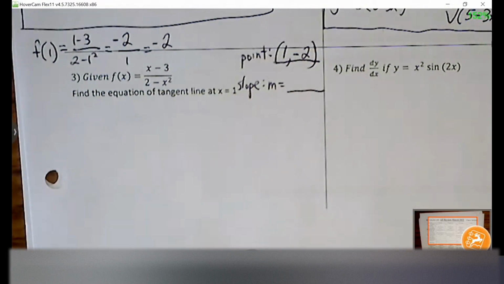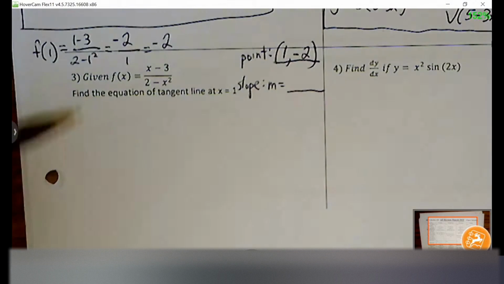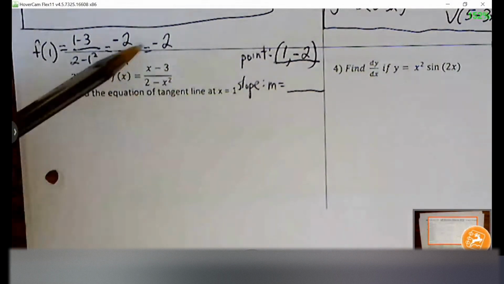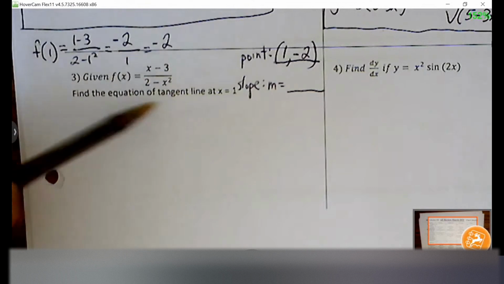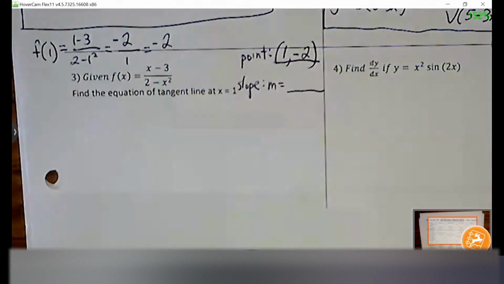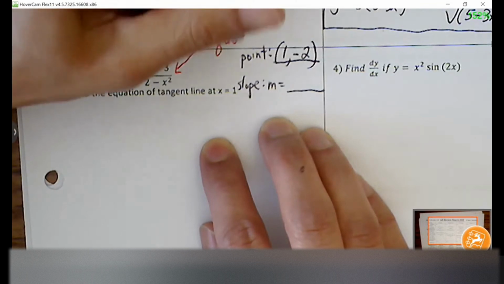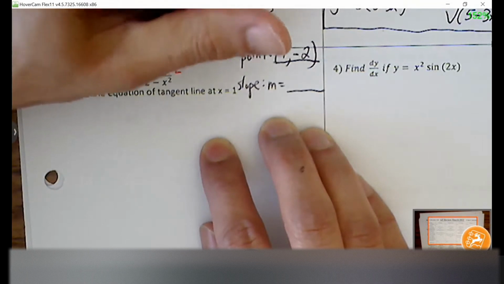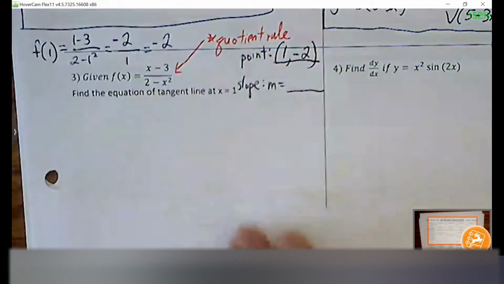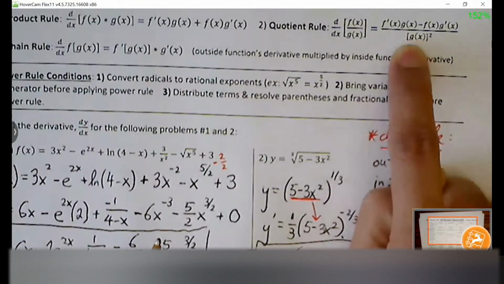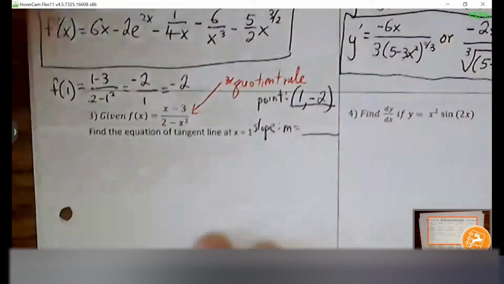To find slope, I need to get to the derivative and then plug the value into the derivative. But to find the derivative, what's involved here? Yeah, this is quotient rule. We need to recognize the need for quotient rule here. Okay, so let's practice that. Quotient rule is spelled out up here.